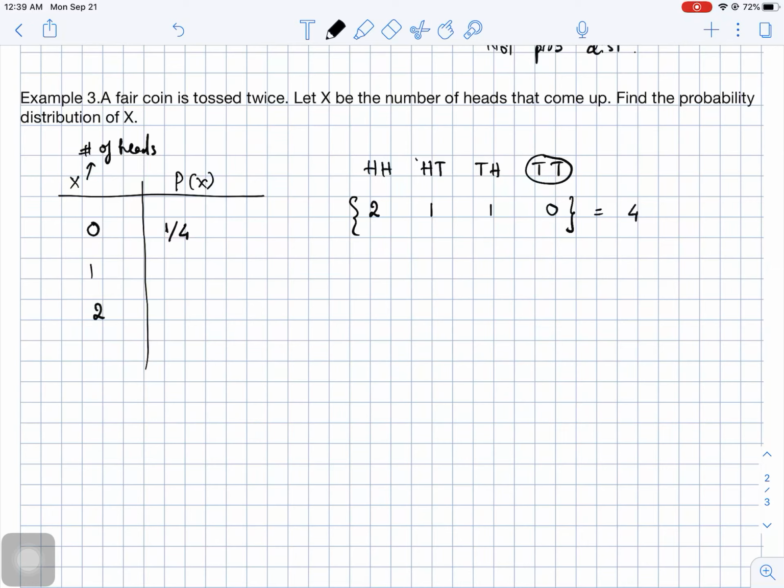Now 1 head. For 1 head, we have the case of head, tail or tail, head. So 1 head appears twice. So we got 2 times out of 4. And 2 heads, we only have 1 case, head, head, out of 4. So 1 out of 4 for 2 heads. So after that, if you want, you can divide the numbers to get the decimals.